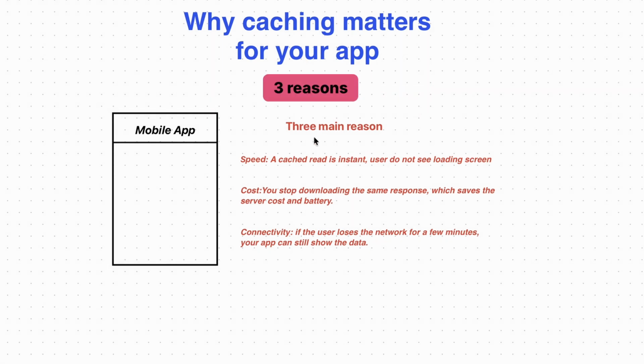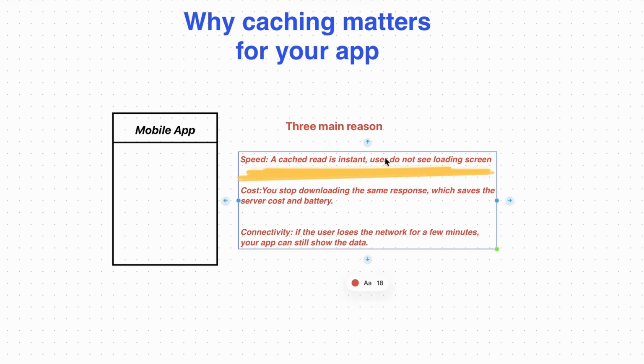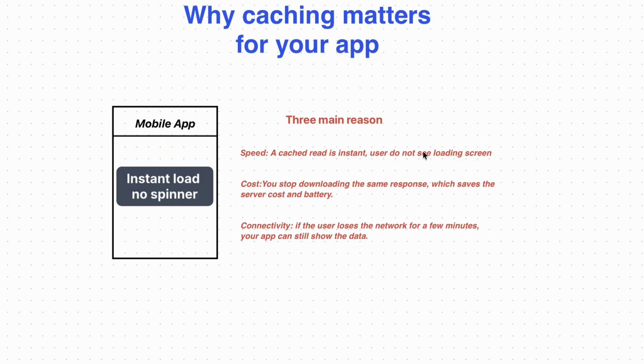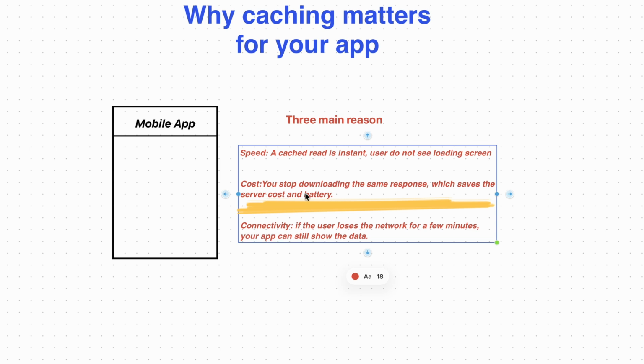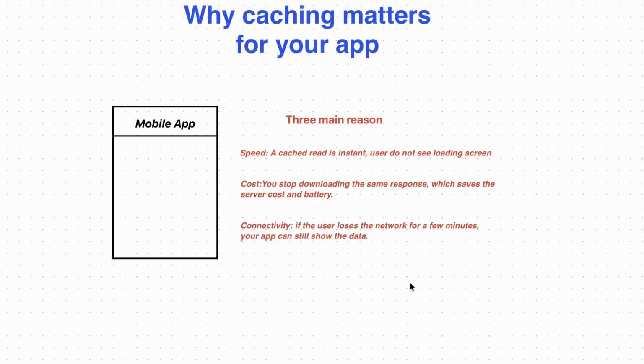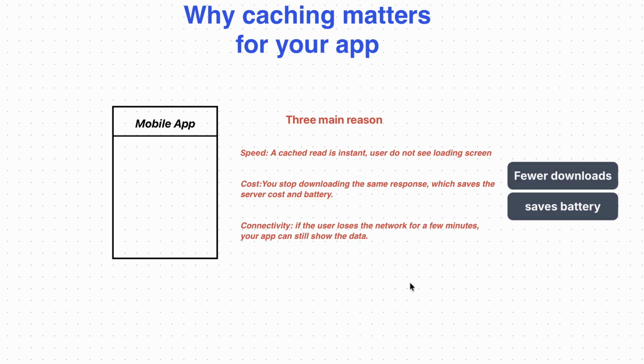Now let's talk about why caching matters for your app. There are mainly three reasons. First one is speed. When there is cached data, it loads the data instantly without showing the user a loading dialog. Second one is cost. Now you are not re-downloading the same response again and again, which saves server cost and battery.